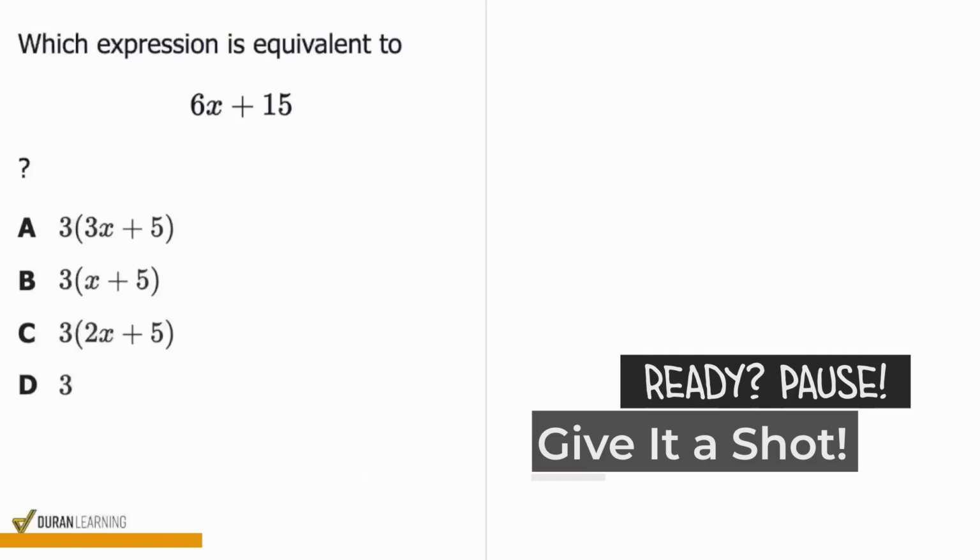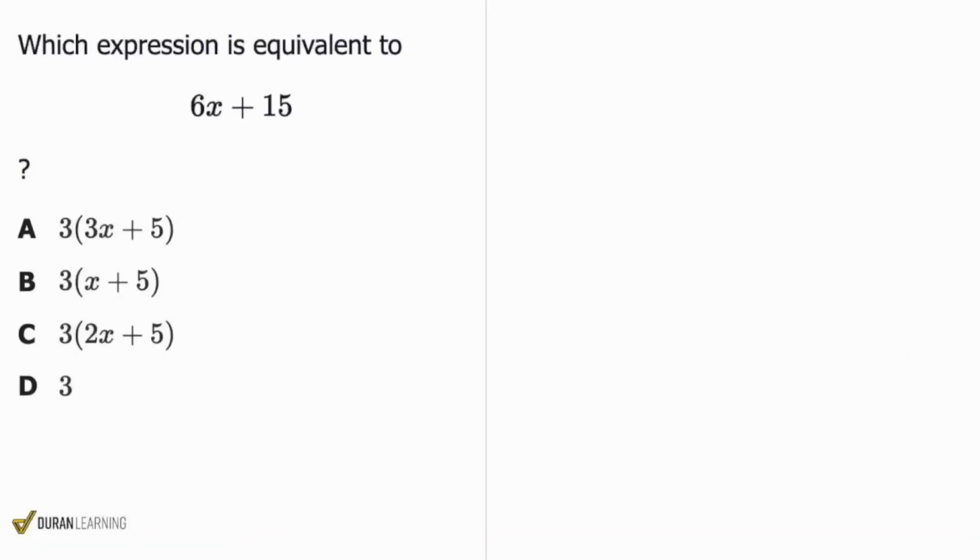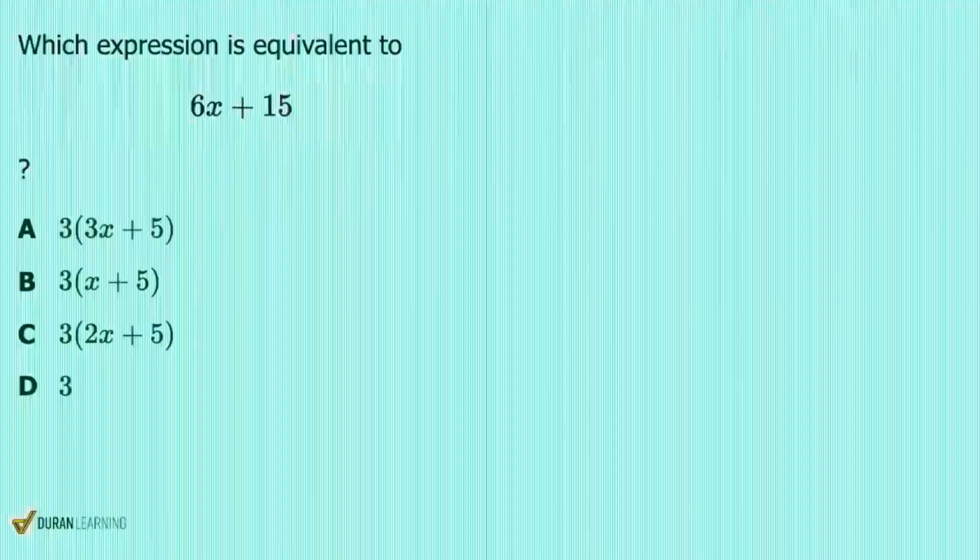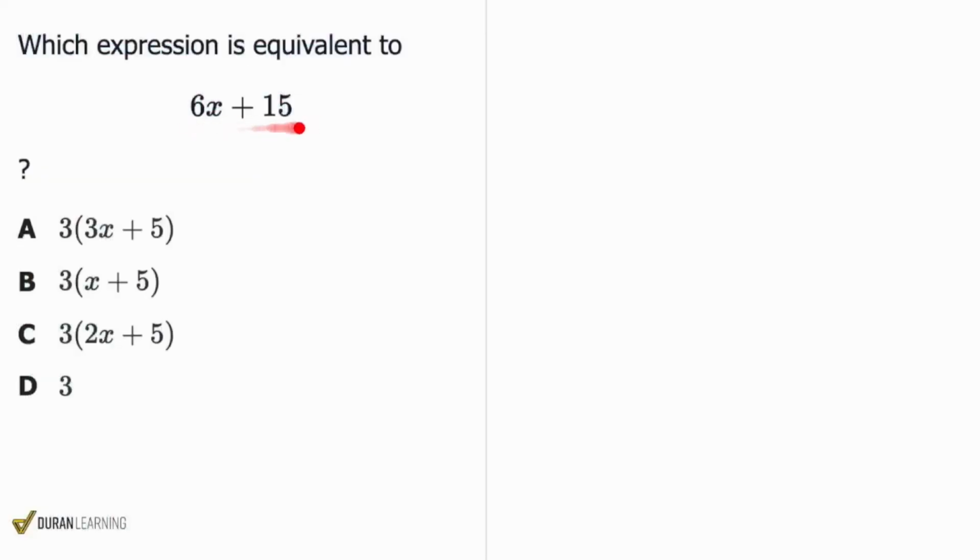All right, so let's practice this first problem here. We have which expression is equivalent to 6x plus 15. So when we take a look at the answer choices, everyone, I immediately notice that these parentheses basically just mean that we're going to be factoring out whatever we can from 6x plus 15. That's the job.